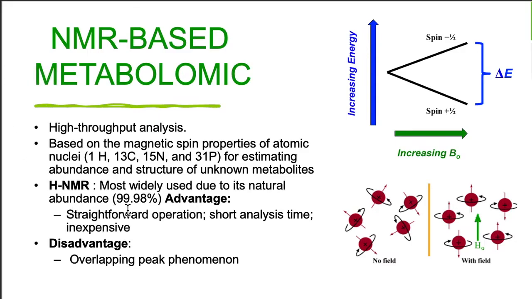Now, there are advantages and disadvantages of this method. For the advantages, NMR is a very straightforward operation. It has a short analysis time and is inexpensive. And for the disadvantage, NMR can produce the overlapping peak phenomenon.